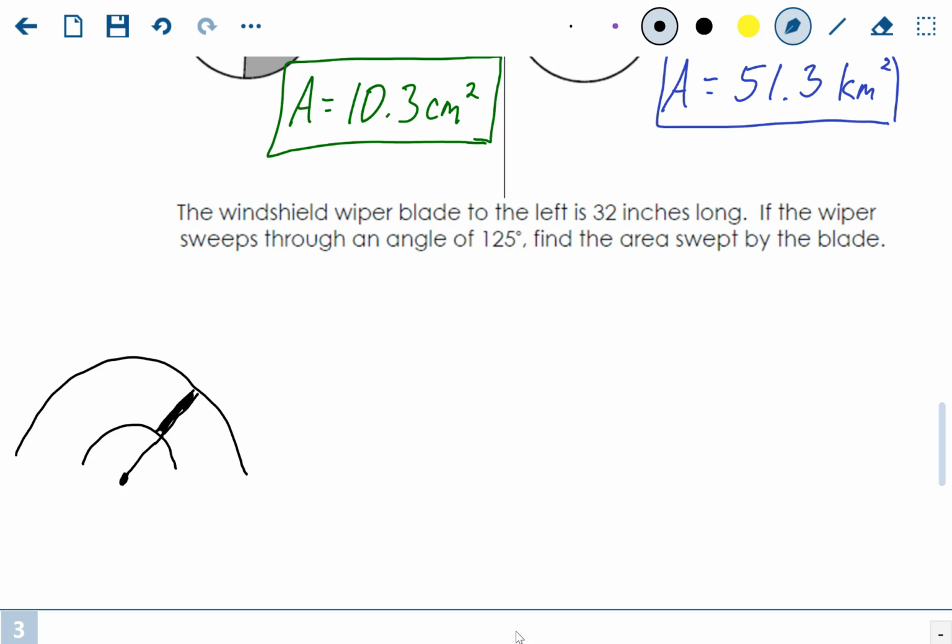Now, what the problem told us is that the entire blade is 32 inches long. What's not in the problem, this is my fault for copying it wrong, was that the range of the blade is 21 inches. The angle it sweeps is 125 degrees, so that's automatically our theta.